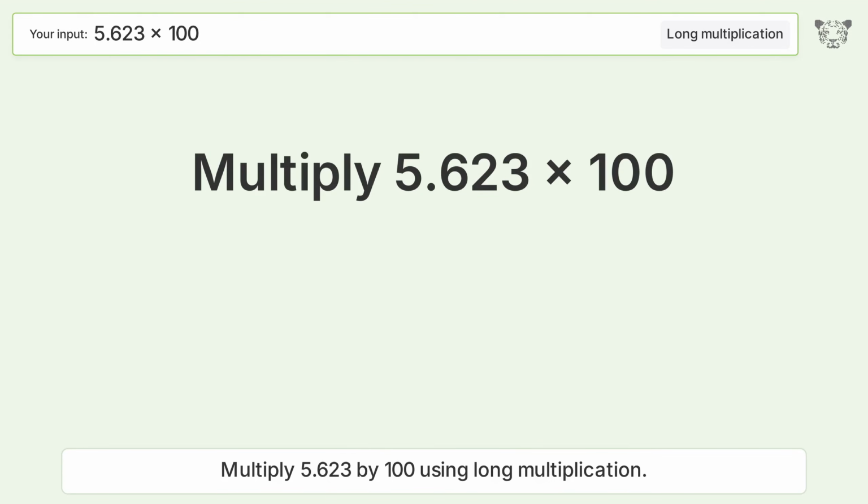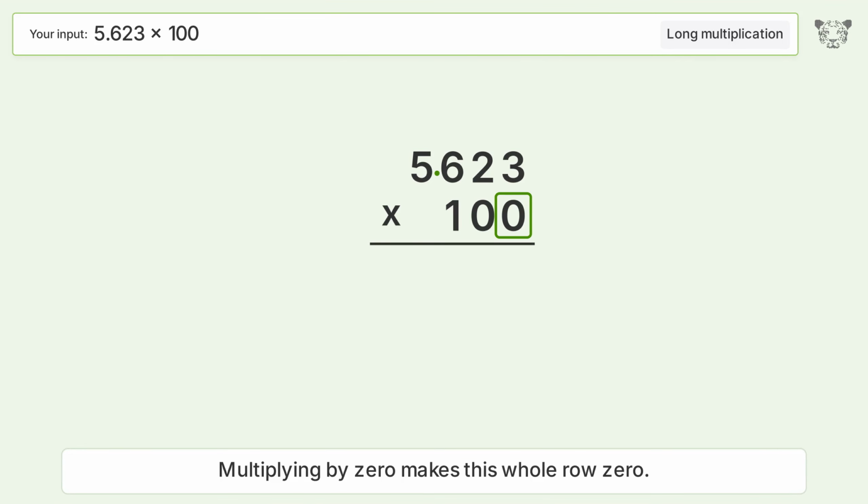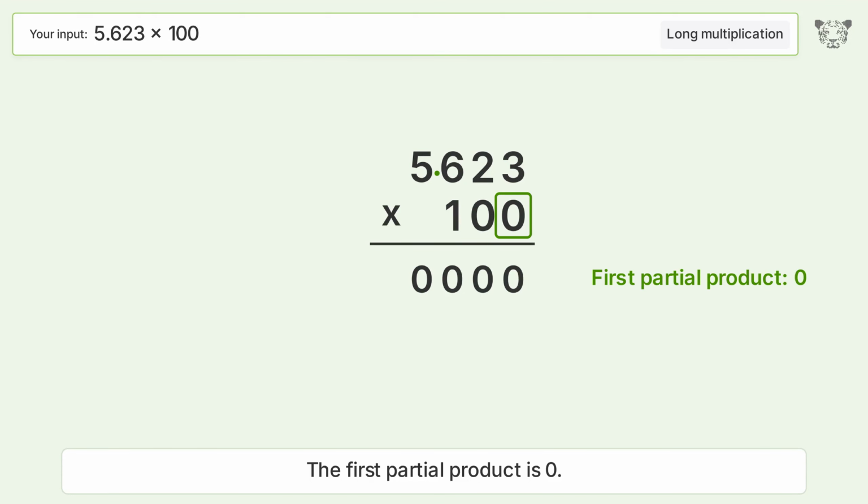Multiply 5.623 by 100 using long multiplication. For now, ignore the decimal points. Start with the rightmost digit of the bottom factor, 0. Multiplying by 0 makes this whole row 0. The first partial product is 0.